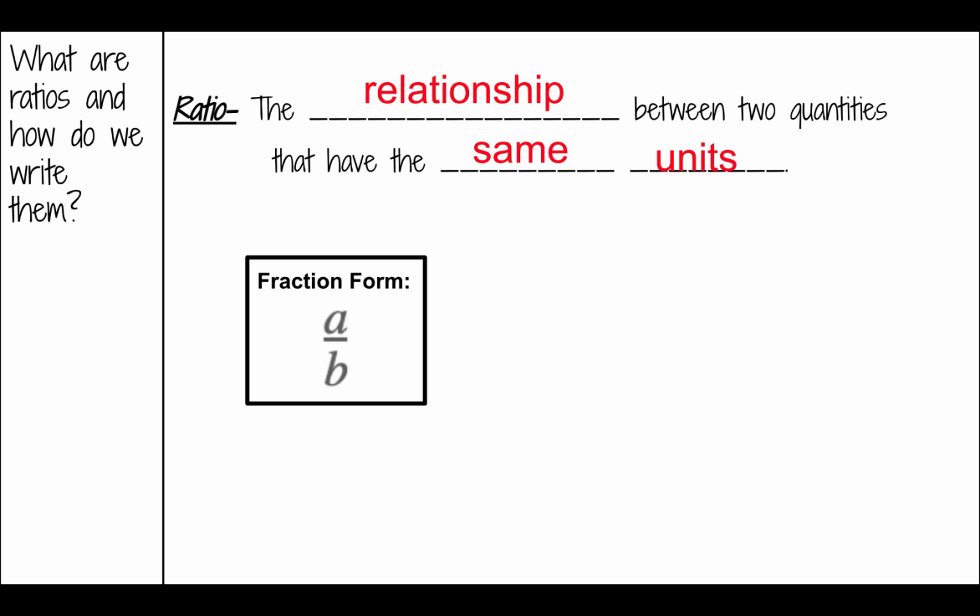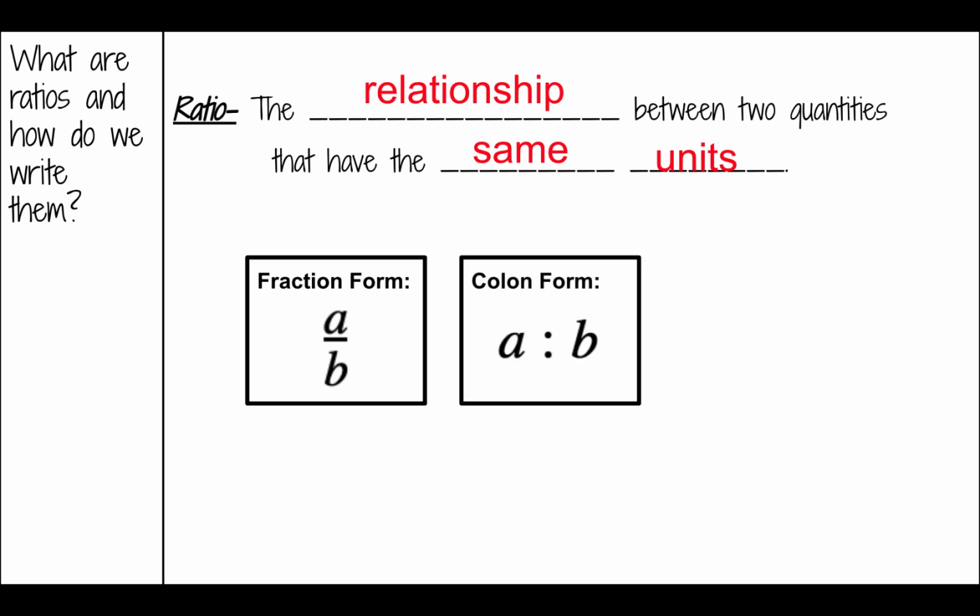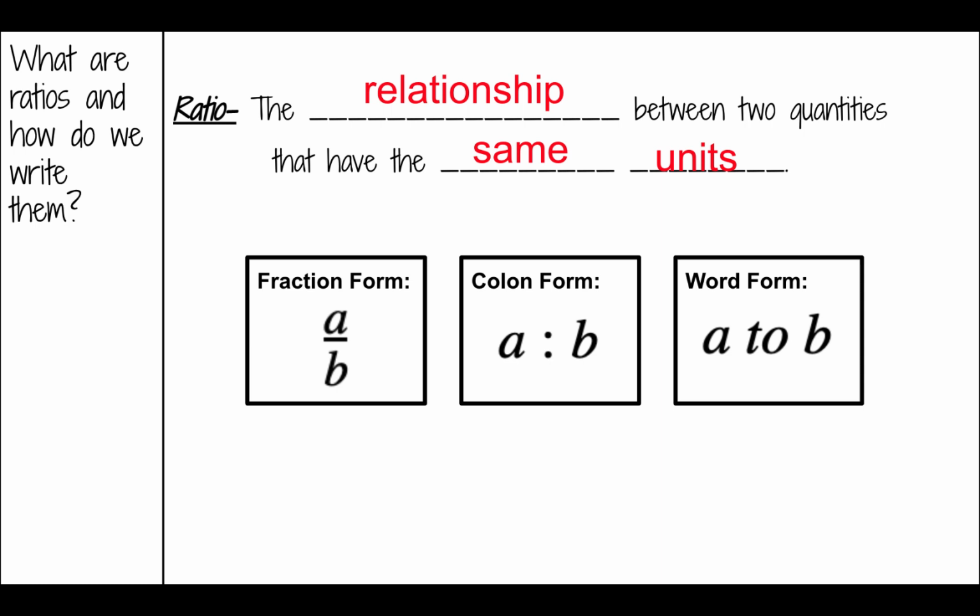You just use the fraction bar. You're comparing some value to another value. You can use a colon, A for every B. Another form is literally using the word to. I'm comparing A to B.